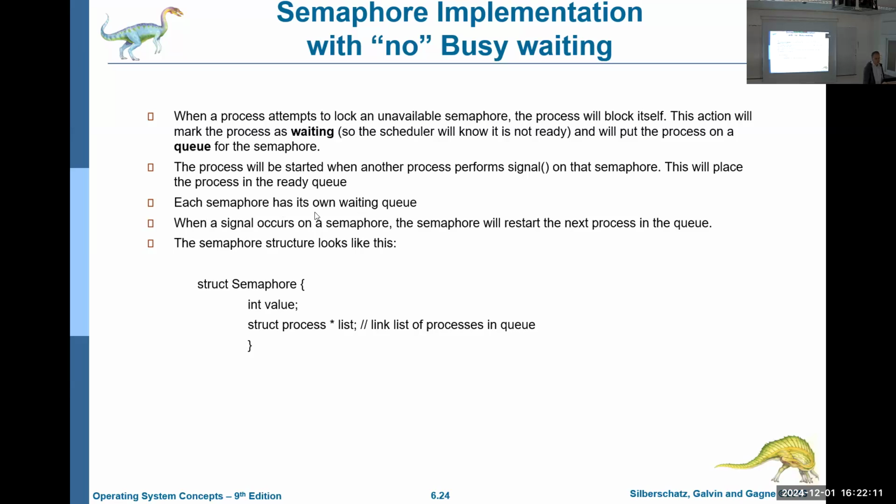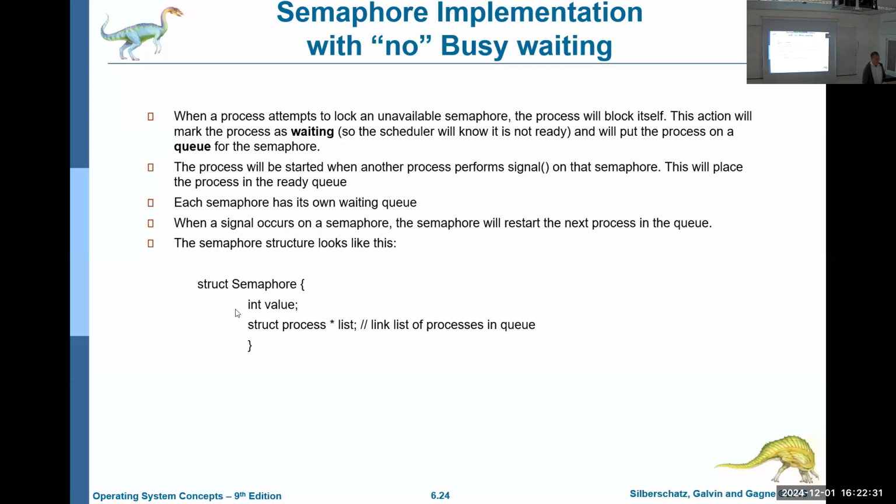Each semaphore can have its own waiting queue. When a signal occurs on a semaphore, the semaphore will restart the waiting processes. It's possible to also do it differently, where you have a semaphore with its own queue, and then when the semaphore is signaled, only the next process in the queue gets started.